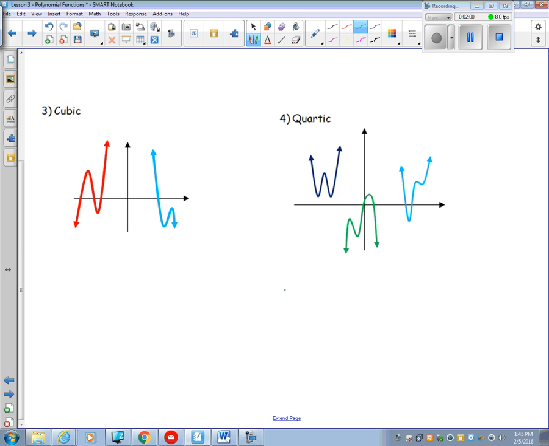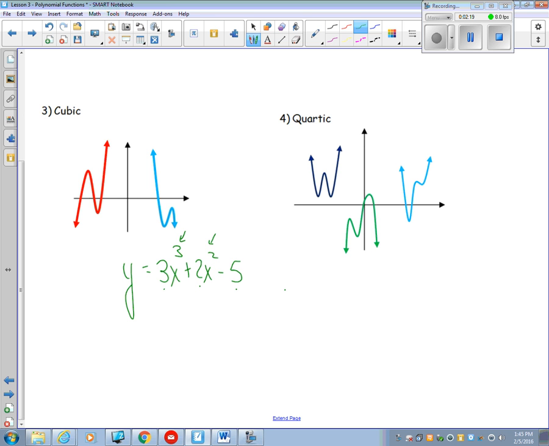Cubics are power of 3 functions. So for example, one of these might be 3x cubed plus 2x squared minus 5. Maybe it doesn't have an x term. That's okay, as long as I have real numbers for my coefficients and exponents that are positive and whole.